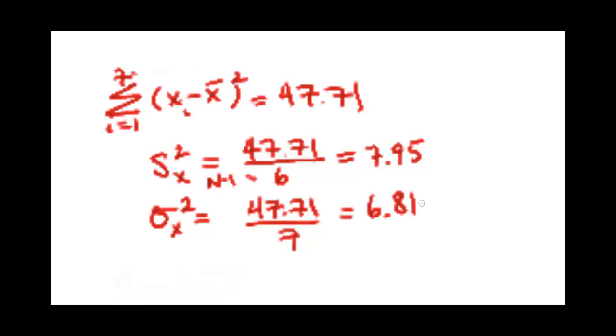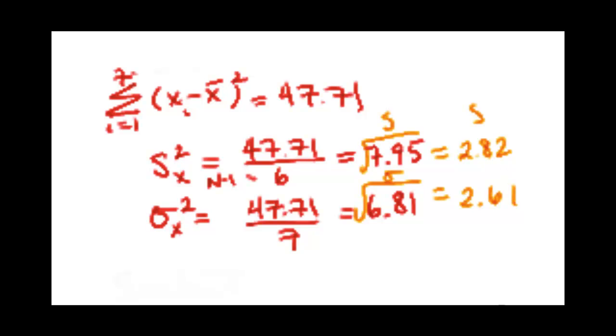Alright? And then when you square root those to get your S or your sigma, the square root of 7.95 was 2.82. That's your standard deviation of your sample right there. And your population one was 2.61.